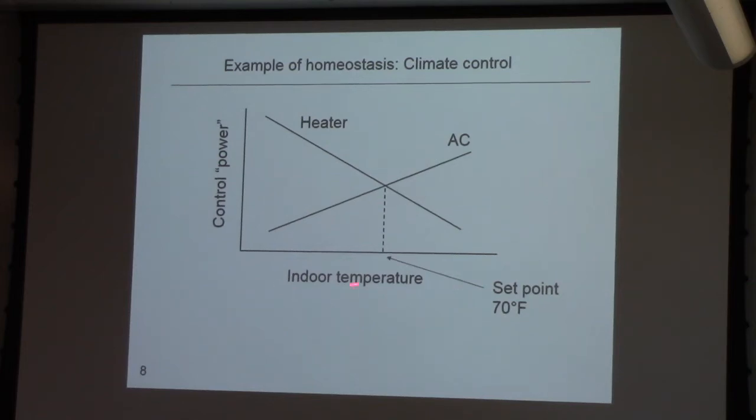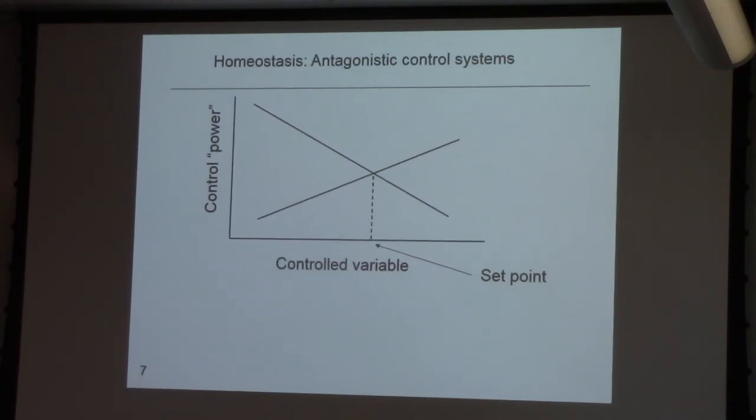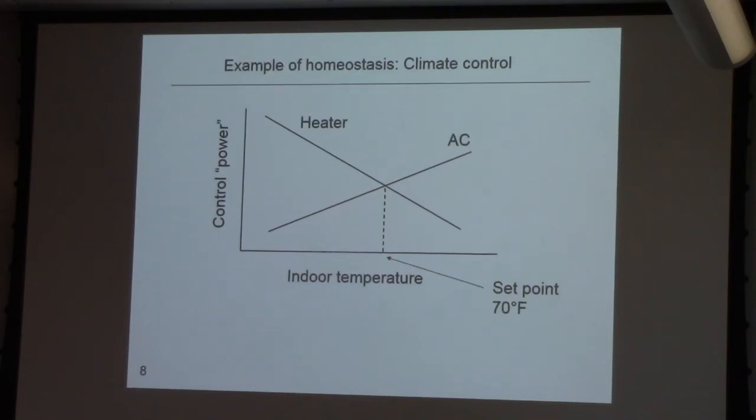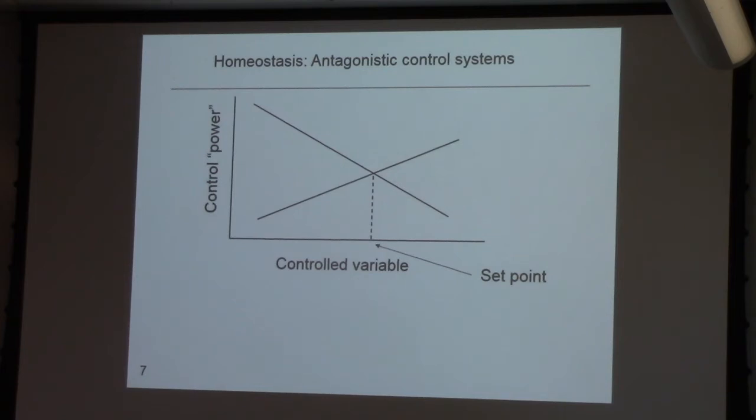When we talk about a set point, in this case the indoor temperature is the controlled variable, and the heater and the air conditioner are what is controlled. The power is controlled. And I don't know how this is done from an electrical or an HVAC perspective, but this is generically true.